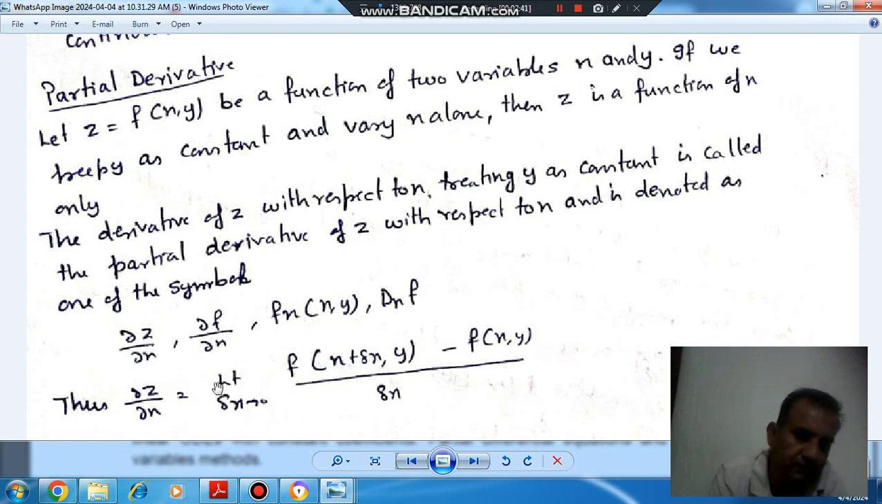And the partial derivative, curly z by curly x, is equal to the limit as delta x tends to 0 of f(x plus delta x, y), keeping y constant, minus f(x, y), divided by delta x. Here a small step of x is taken. So that is curly z by curly x.